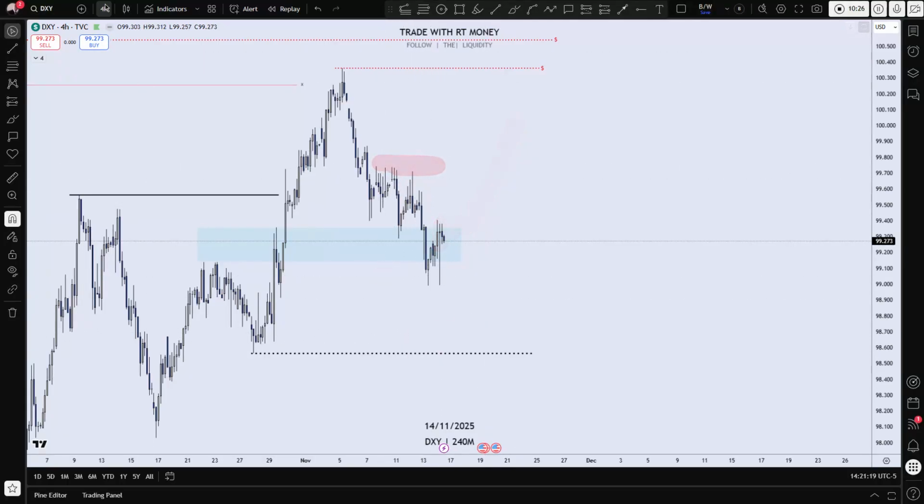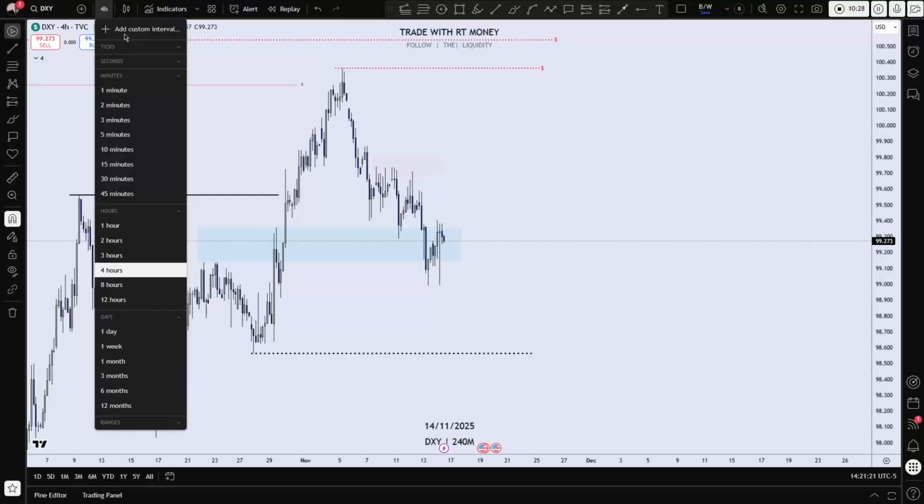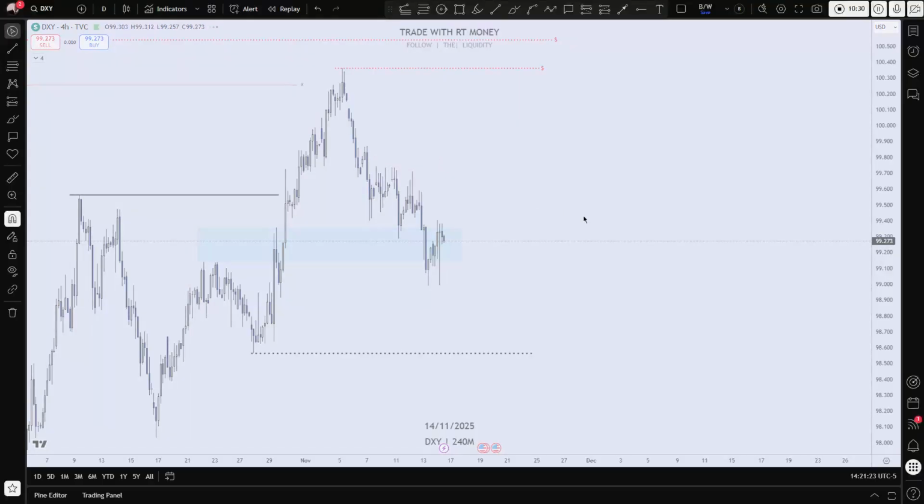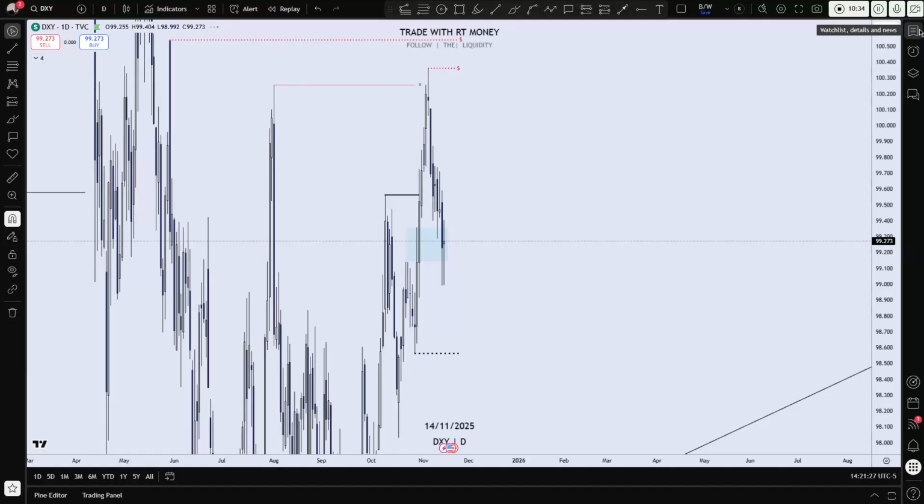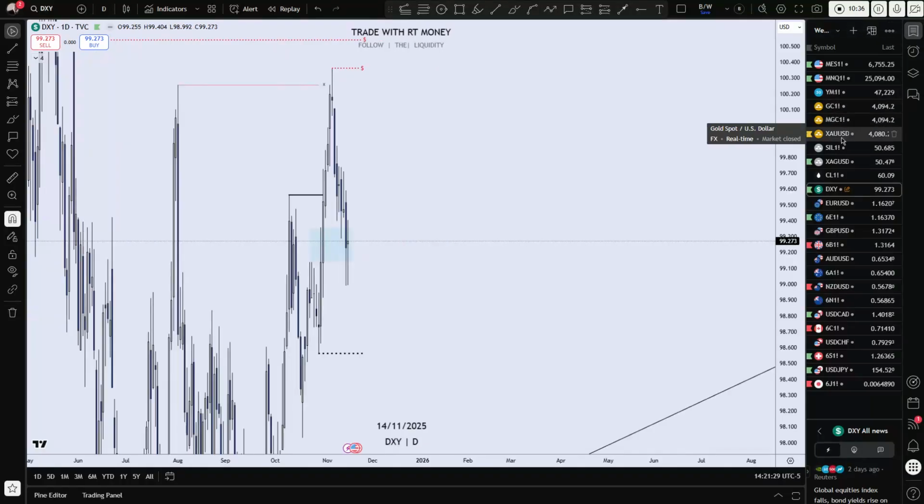Okay, that's all the details I need to get you. Now, what I want you to do with this information is apply it to your other pairs: gold against the dollar, Euro USD, Pound USD, Aussie dollar USD, New Zealand dollar USD, USD CAD, USD Swiss, USD Japanese yen.